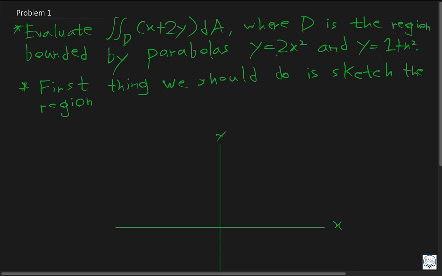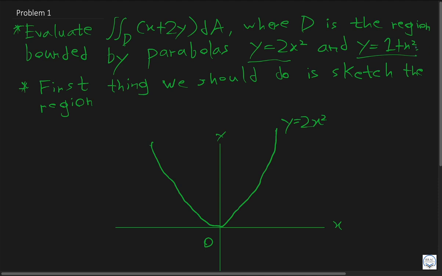then the first thing we should do is have an idea of the domain. To have an idea of the domain, we should sketch how the domain looks. So here the domain is the region bounded by these two curves. Let's first draw a sketch of y equals 2x squared. Since it is a parabola, it should look something like this, touching the origin. So this is y equals 2x squared.